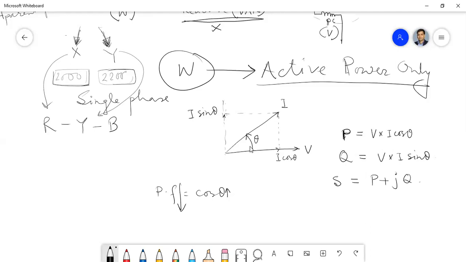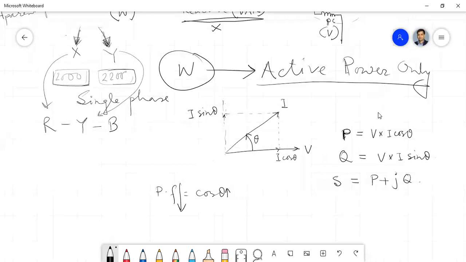Then when they spend something to improve the voltage, they will charge a penalty. But they know very well that for domestic consumers, the power factor cannot go below 0.9. They know it better than you. So therefore they don't charge for reactive power or low power factor. Got my point?